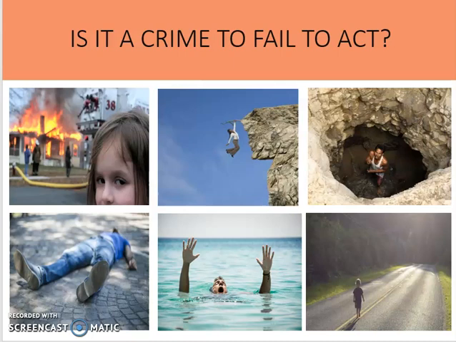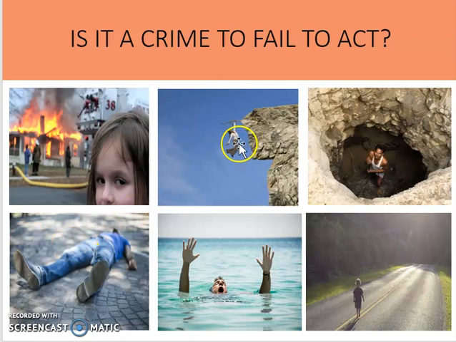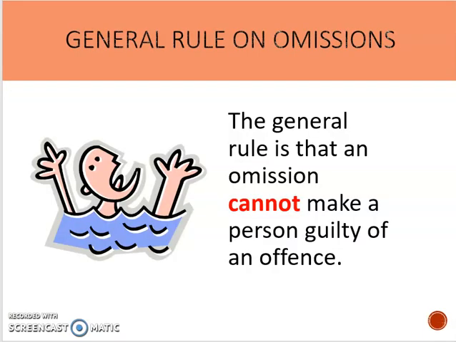And that's because the general rule on omissions is that an omission cannot make a person guilty of an offence. So in general, if you fail to act, if I fail to get help, if I fail to try and help these people and they die, it's not my fault, it's not a criminal offence. That is the general rule. And most students find that quite surprising when they first come across this rule. There are, however, some exceptions to it, which we're going to look at.